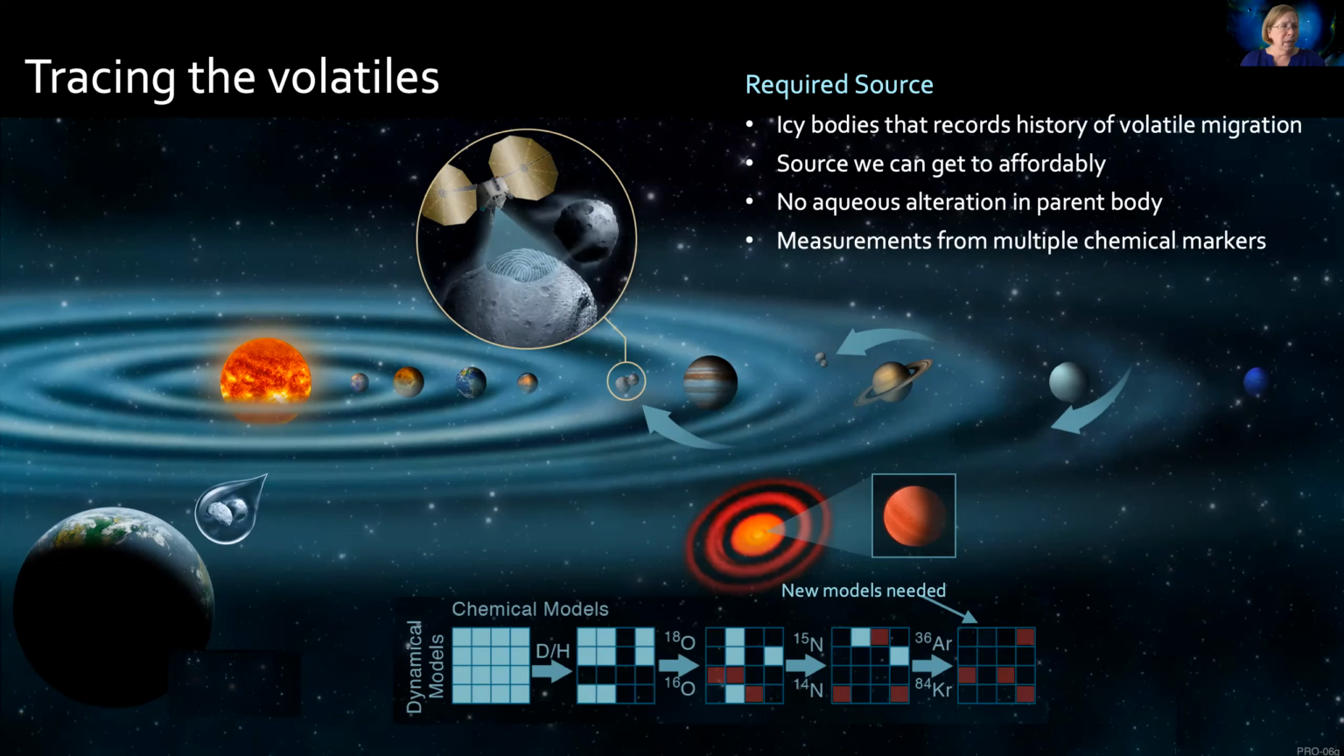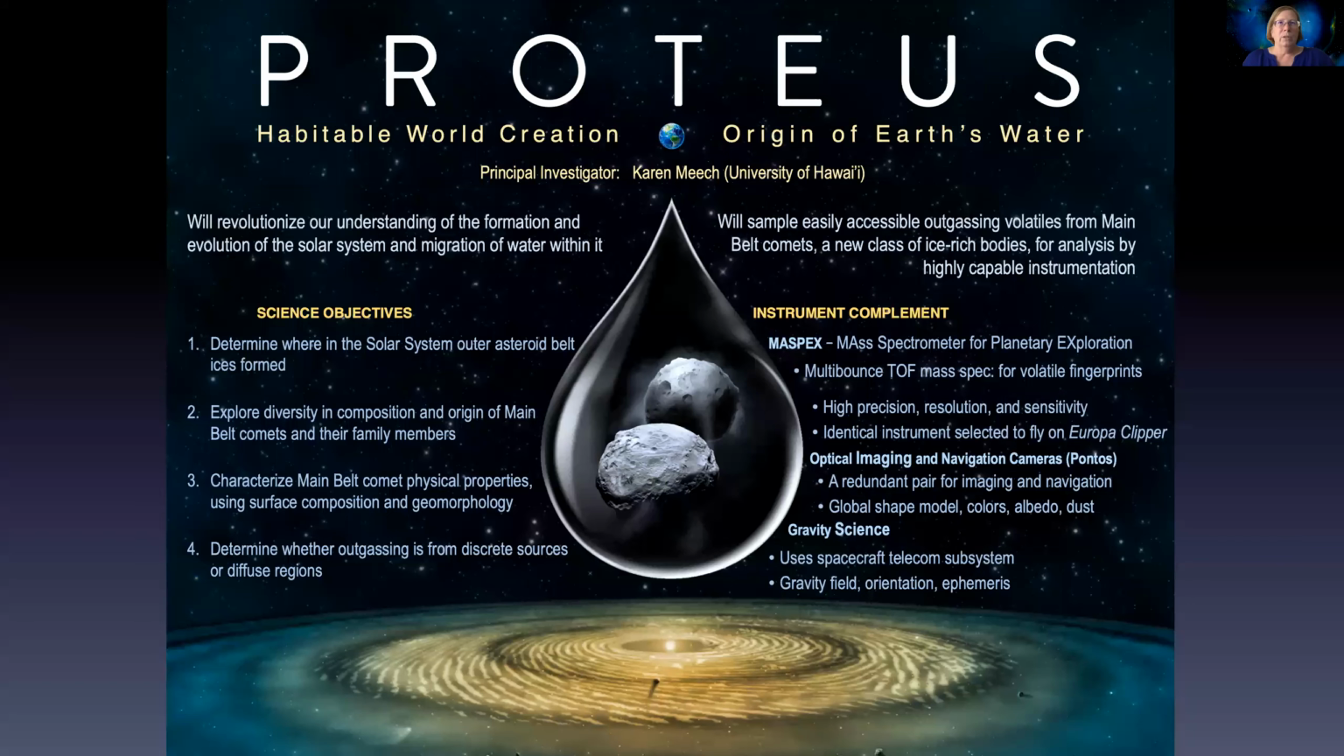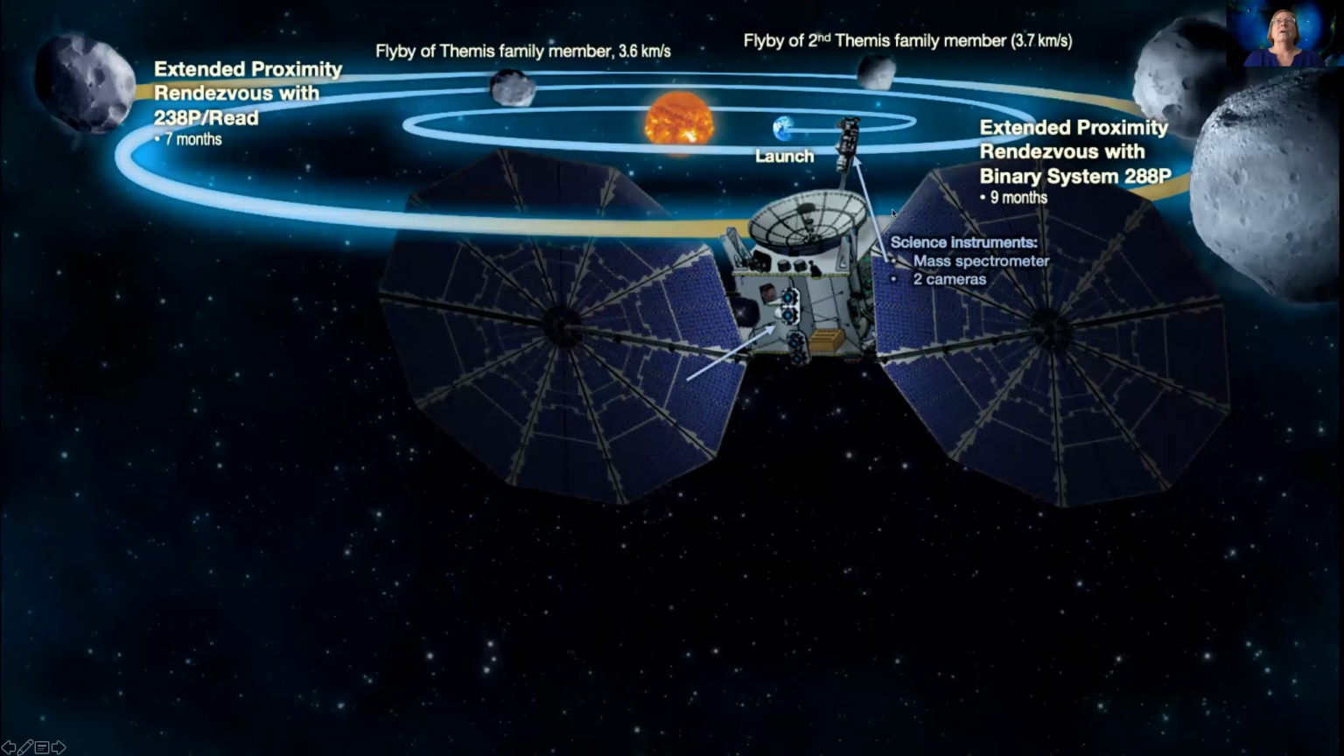So many of us, European colleagues and those from the US and Japan, are working to get a mission pulled together that we're calling Proteus, with the intent of exploring the main belt comets to try and understand how habitable worlds form. So the idea would be to launch the spacecraft with solar electric propulsion, have a slow trajectory making it out to the asteroid belt, where we would fly by a few objects, but then rendezvous with two main belt comets, ideally 238P Read and a binary system, 288P.